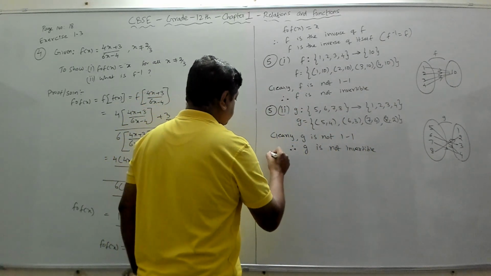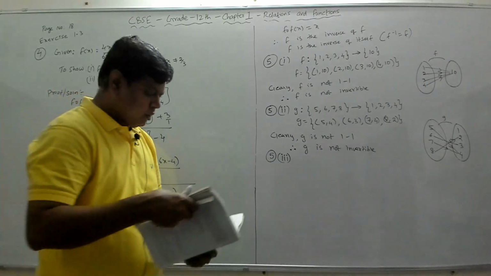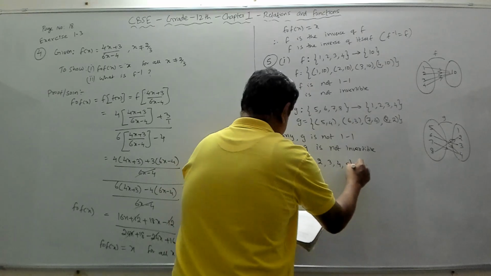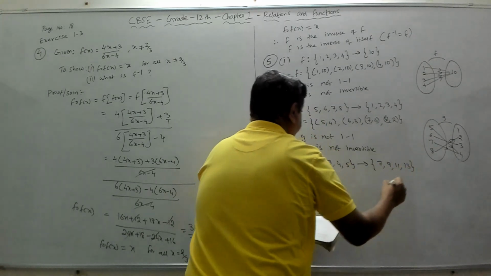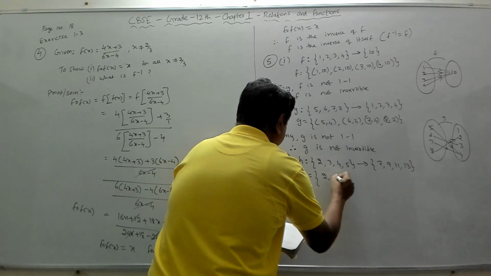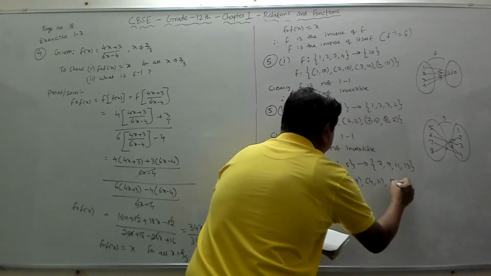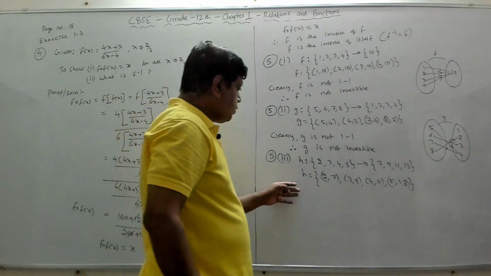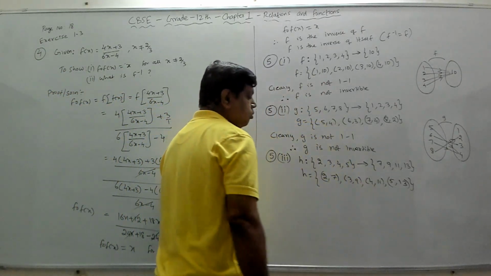Fine. Now the next one, fifth one, third subdivision. H is a function from the set 2, 3, 4, 5 to the set 7, 9, 11 and 13, and defined by h equals (2, 7), (3, 9), (4, 11), (5, 13). So this is how h is defined. Now we have to check whether h has an inverse, which means we should check whether h is 1 to 1 and onto. If h is 1 to 1 and onto, then h will have an inverse.